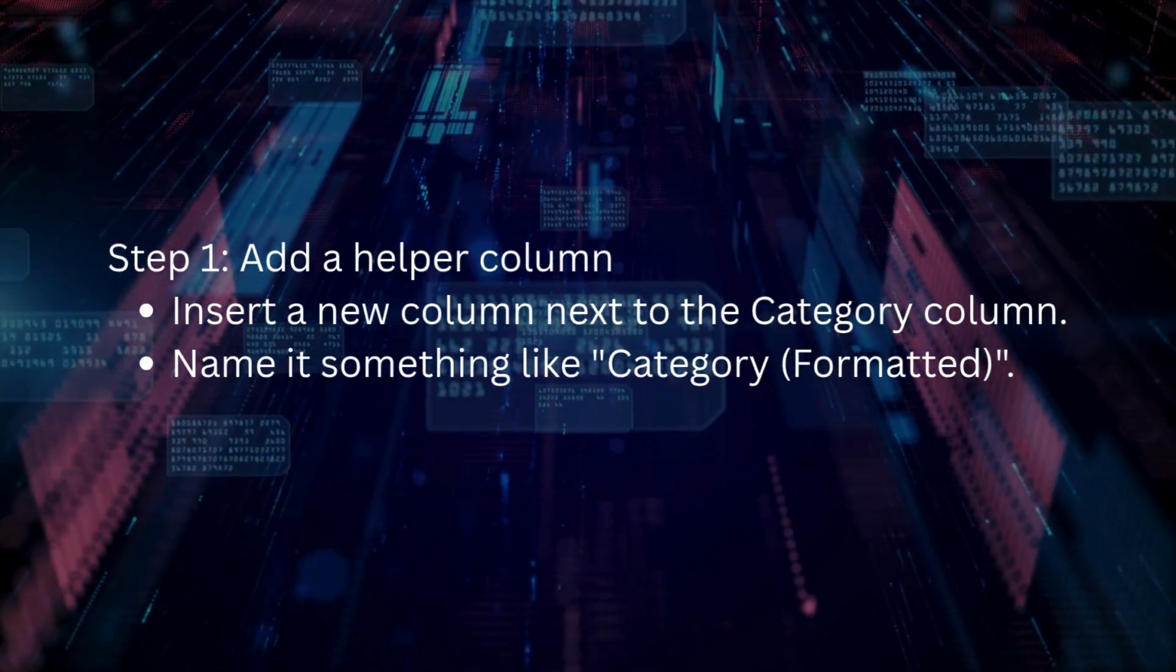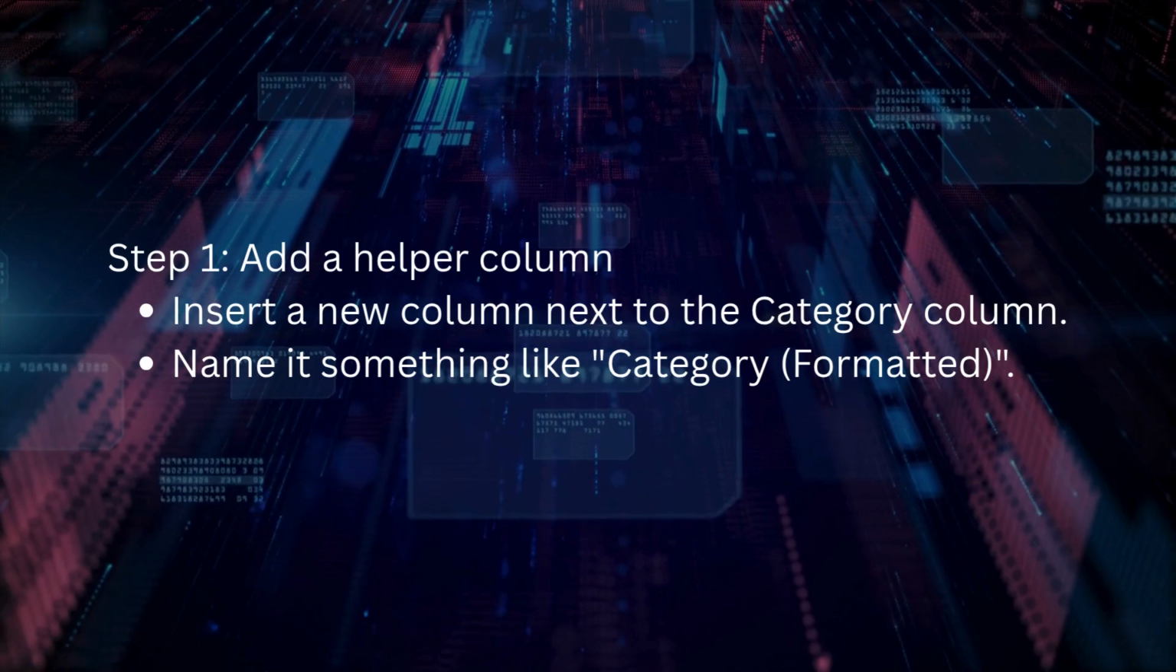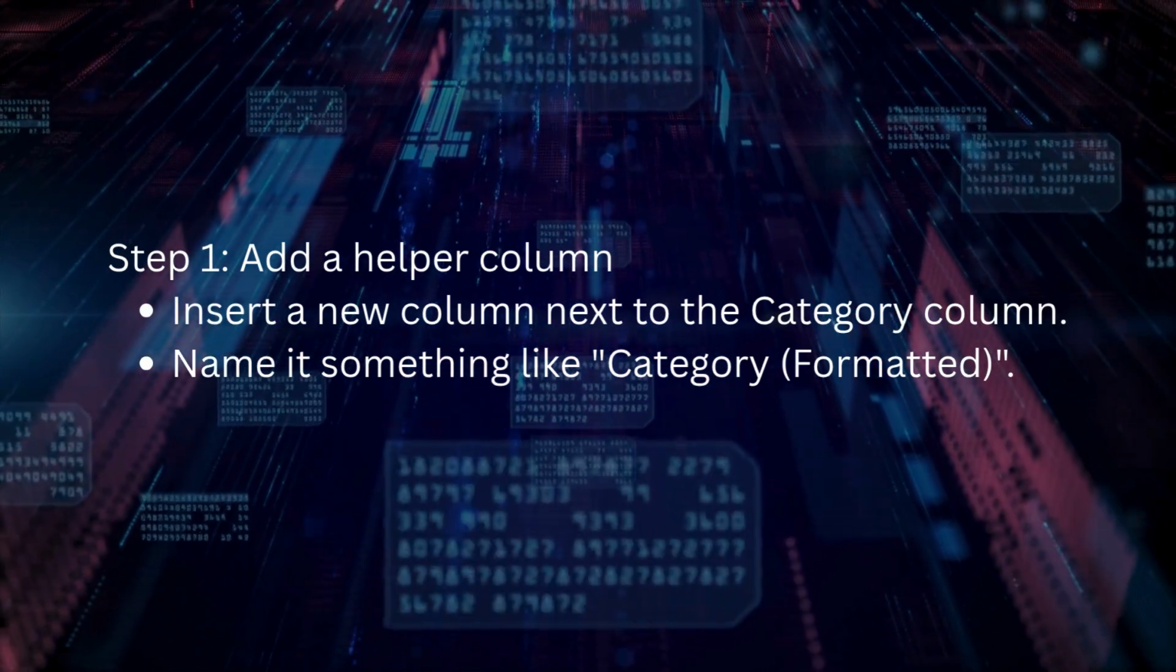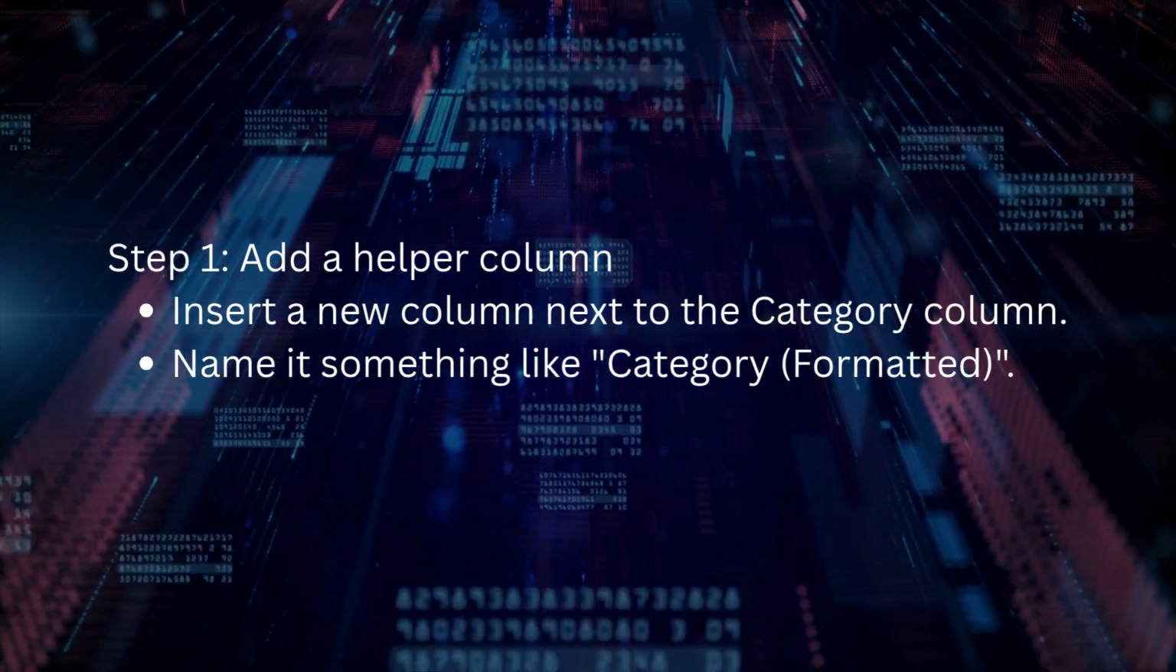Step 1. Add a helper column. Insert a new column next to the category column. Name it something like category, formatted.